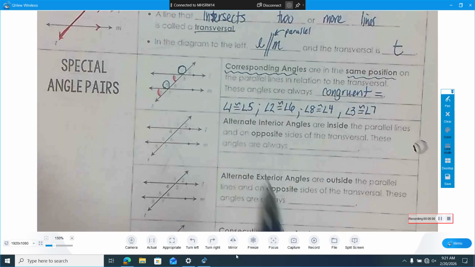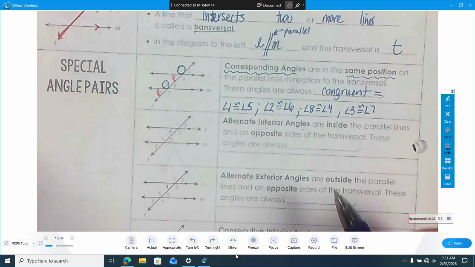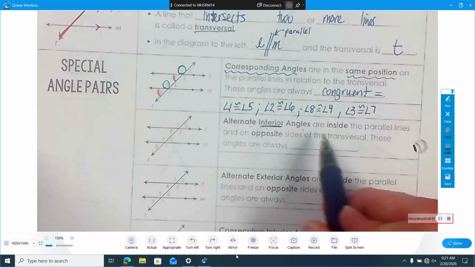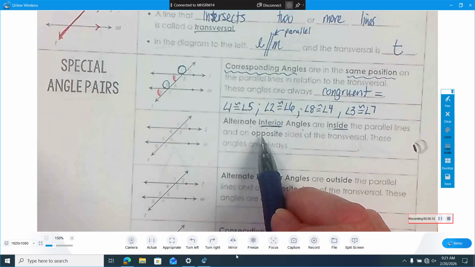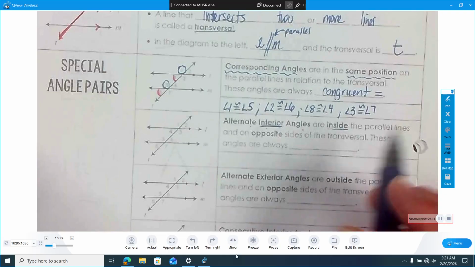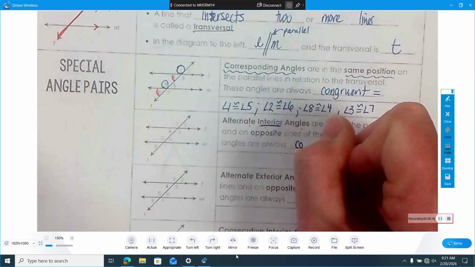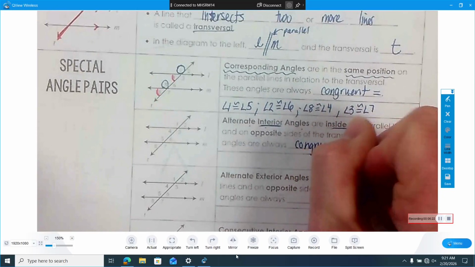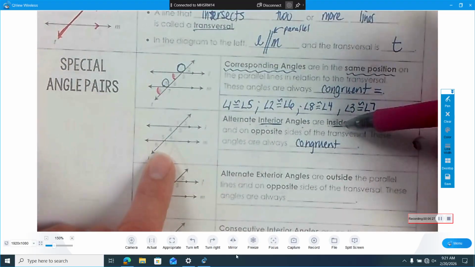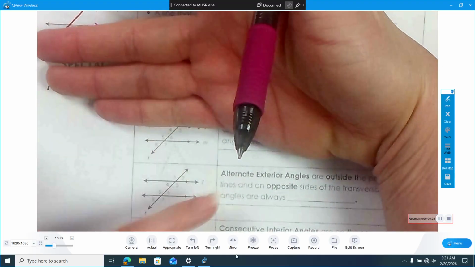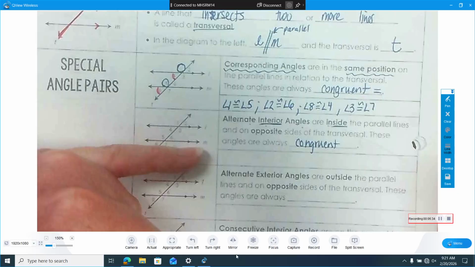Okay. We have some other special names. Alternate interior angles. Alternate interior angles are inside the parallel lines and on opposite sides of the transversal. These angles are always congruent as well. Alternate interior. Okay, so we are in between the parallel lines, and they're on alternating sides.